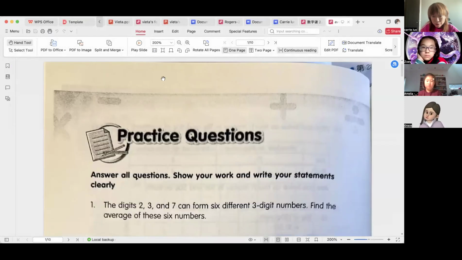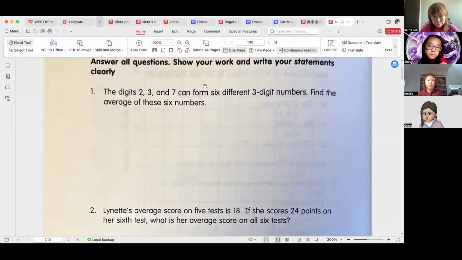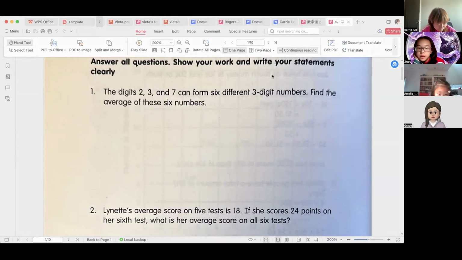Zoe, I would like you to read the question for me first. The digits 2, 3, and 7 can form 6 different three-digit numbers. Find the average of these 6 numbers. So how many three-digit numbers can be formed from 2, 3, and 7? It says 6. Okay, very good.